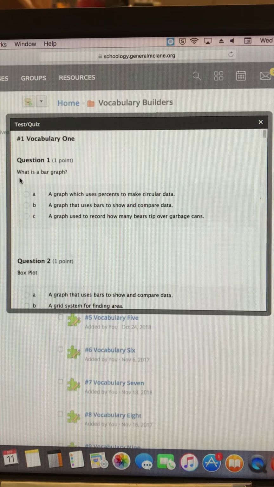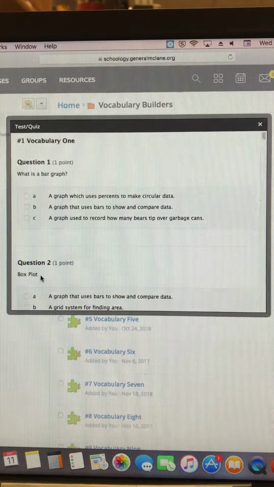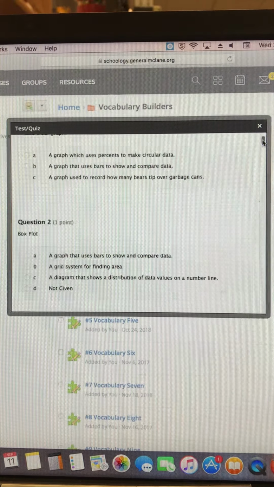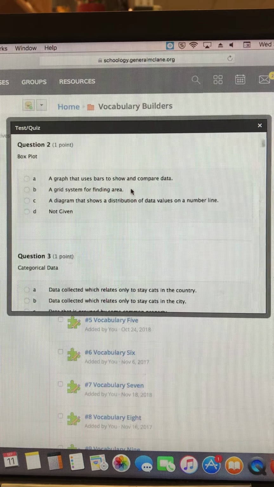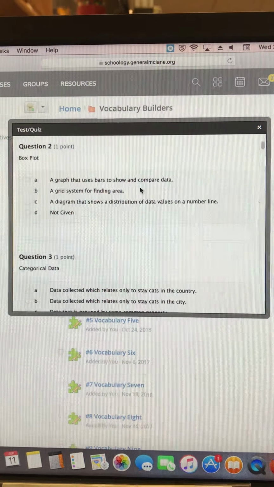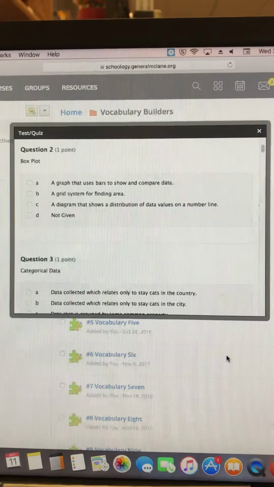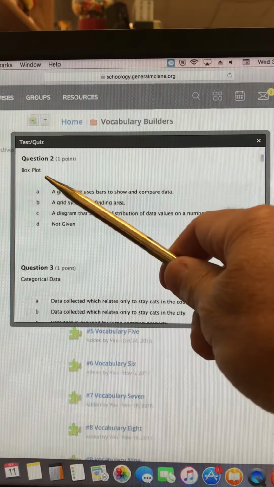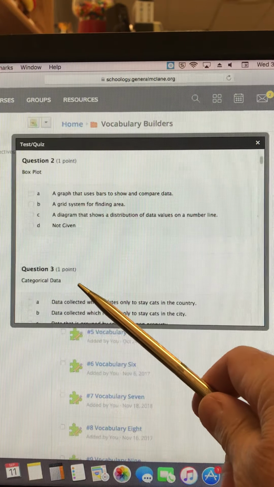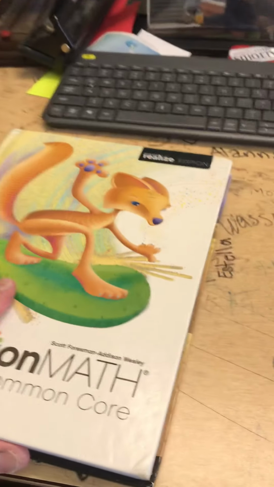If you look at this, it says, what is a bar graph? And then it gives you some choices. Down below, same thing. They give you a term, box plot, and then they give you these definitions. So what you can do is this. If you don't know right off the bat what a box plot is or what categorical data is, what you can do is you can use your math book.